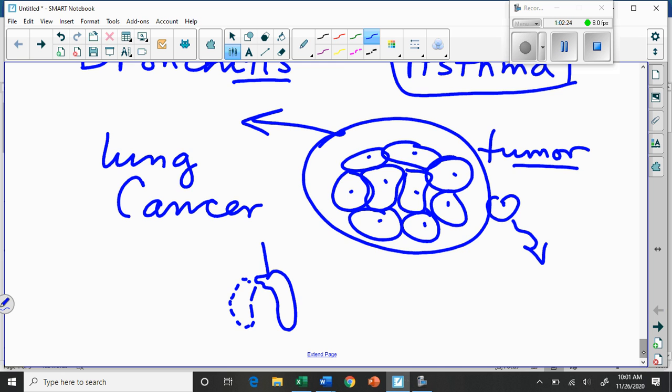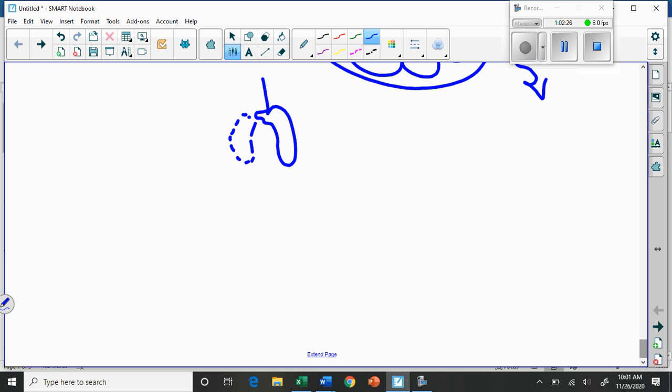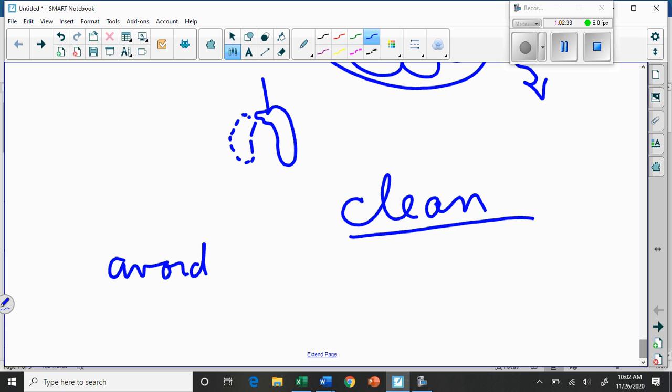The best way to protect yourself, of course, is to keep your lungs clean. And the best way to keep your lungs clean is to avoid pollution as much as possible. This is harder to do when you live in a big city. I don't know if you've been watching with the COVID back when we had the lockdowns.